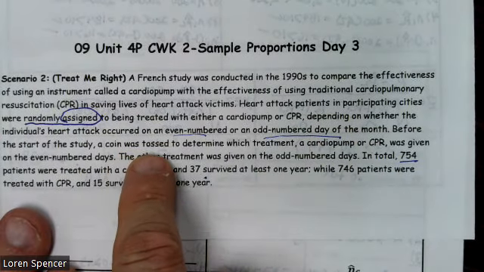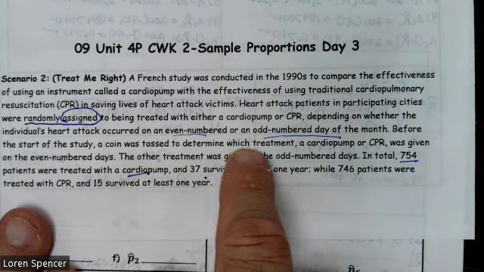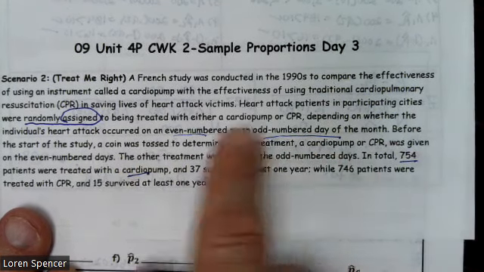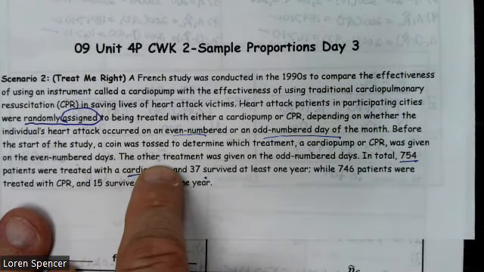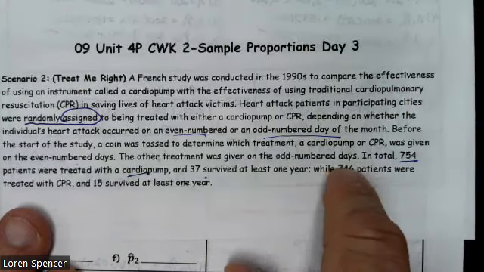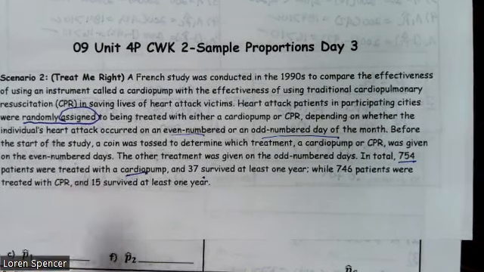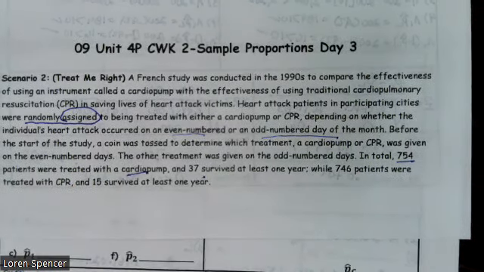Before the start of the study, a coin was tossed to determine which treatment, a cardio pump or CPR, was given on the even number days. The other treatment was given on the odd number days. In total, 754 patients were treated with the cardio pump and 37 survived.